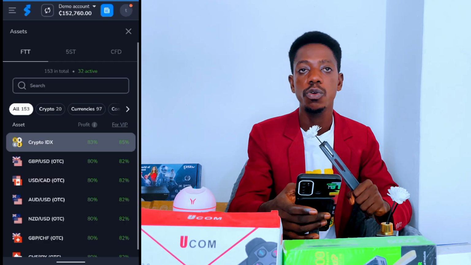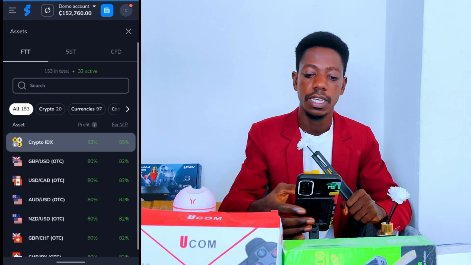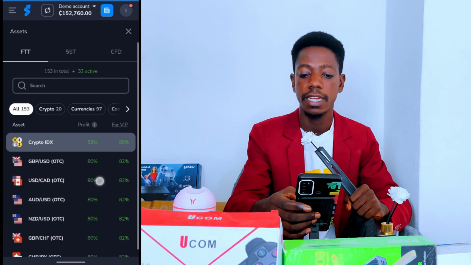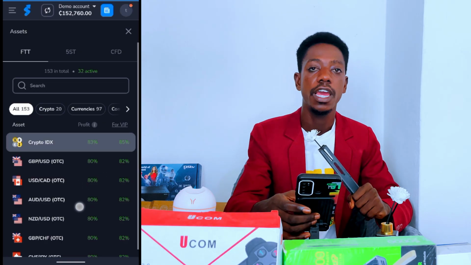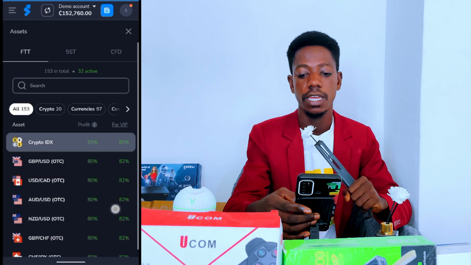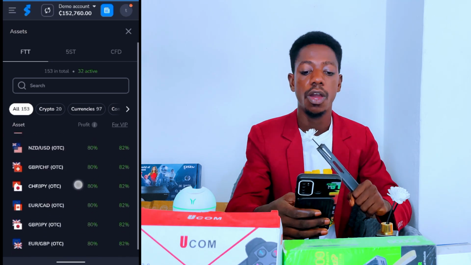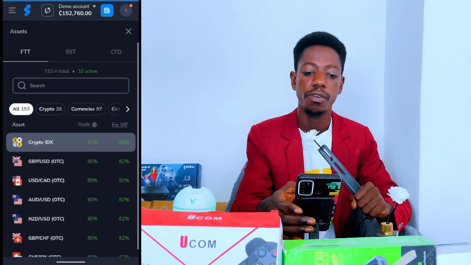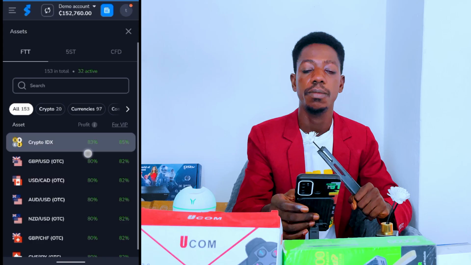The GBP USD, it is 80% here. The USD CAD, it is 80%. AUD USD, it is 80%. So the forex pairs are all 80%, apart from the crypto IDX, which is 83% as profit.